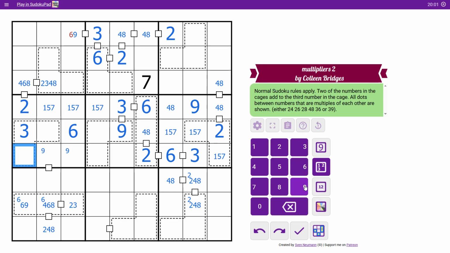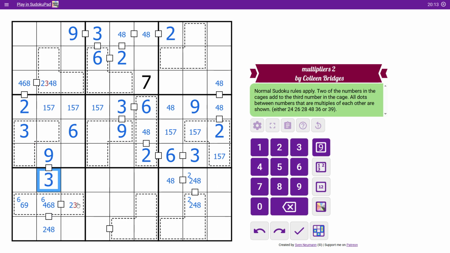And that makes that a 9. That tells us you can't have a 9 there. So that is the 9 there. And that means that's 3. And that one has to be 2. So it's got to be 2, 4, 8, 2, 6, 8.